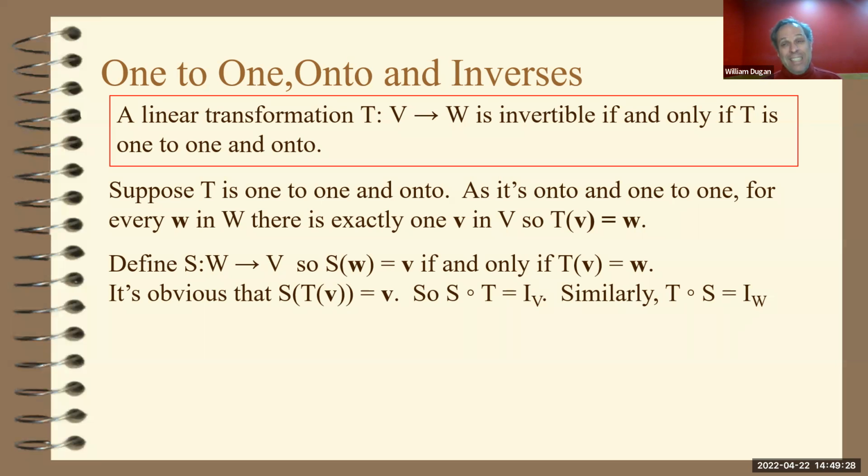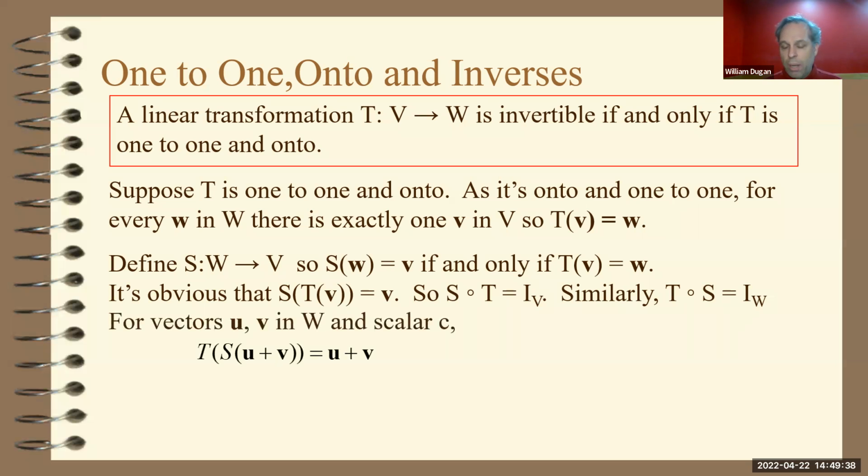So the only thing I have left to do to prove that S actually is the inverse is, by definition, to be the inverse, it has to be a linear transformation. This is just a mapping. I haven't shown you it's linear yet. So let's do that. Let's take two vectors in W and some scalar. Notice then T of S of U plus V has to be U plus V, because T composed with S is the identity mapping. So that's true. But U is T of S of U, and V is T of S of V.